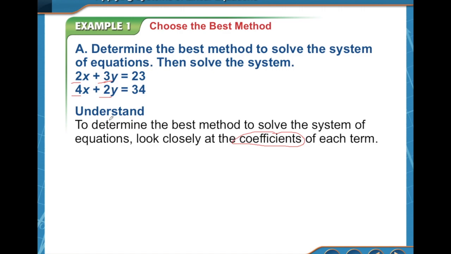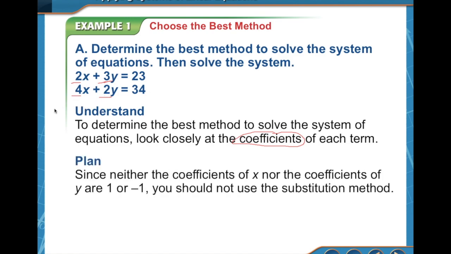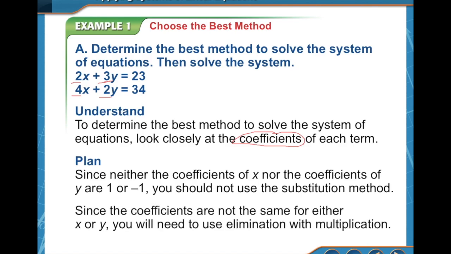We wouldn't do substitution either since none of this is solved for a variable. Let's think about what we would have to do. So here, as we begin to plan, neither coefficient of x nor the coefficient of y are 1 or negative 1. So what that means is all of these are multiples. So we can't really use substitution because none of these are solved for a variable. Could we use substitution? Yes, but would it be the easiest? No. But we also know our coefficients are not the same for either x or y. We already said that. So we can't eliminate by just adding.